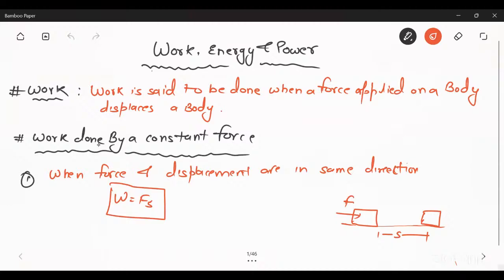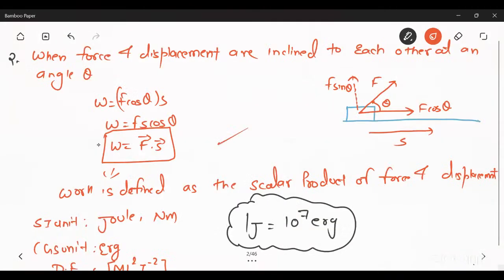Work is said to be done when a force is applied on a body and it displaces the body. That is known as your work done. Now the notion of work. So work is positive when both force and displacement are in the same direction. So that was the case. And when it is inclined at an angle, so that was the case.